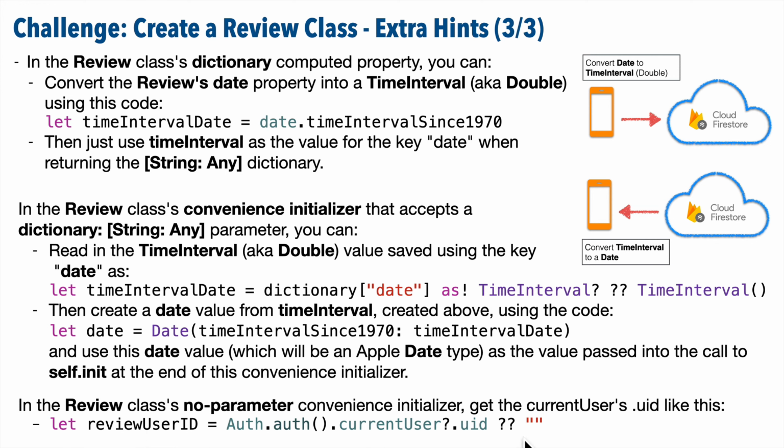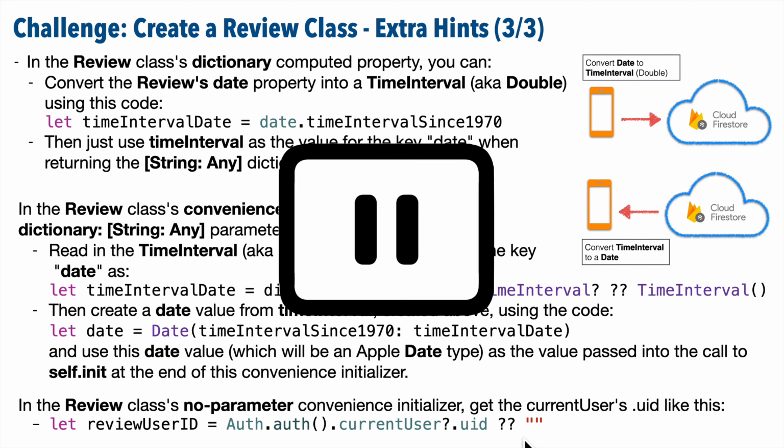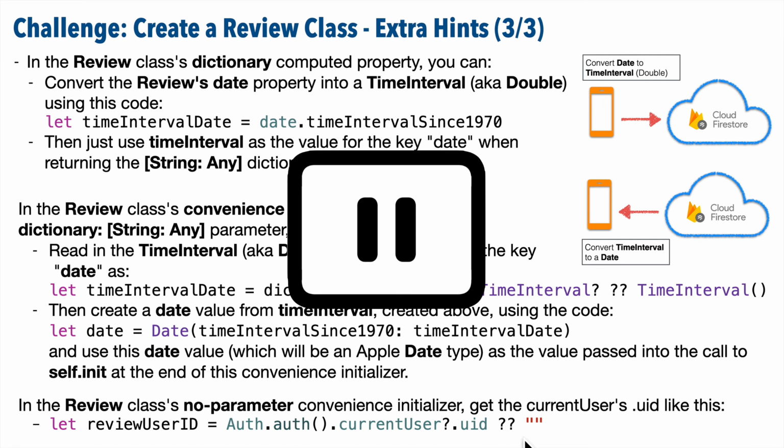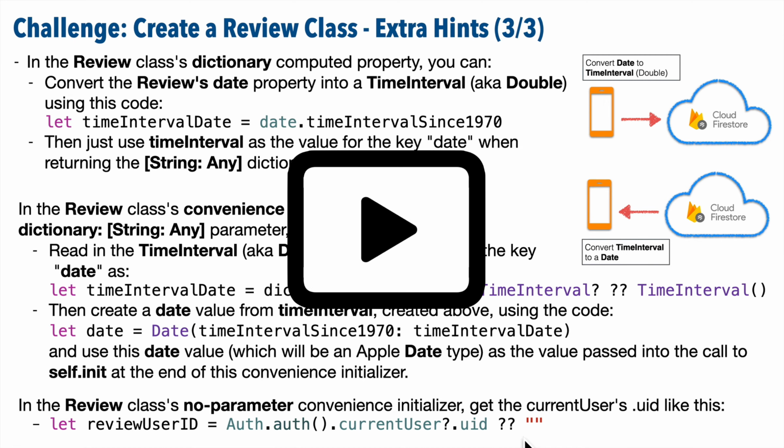So don't worry about the saveData method in the Review class yet. There are a few more things we need to cover before we get there, but try to create the Review class with the properties and initializers as outlined in these slides. Pause, give it a shot, and here's a look at a solution.